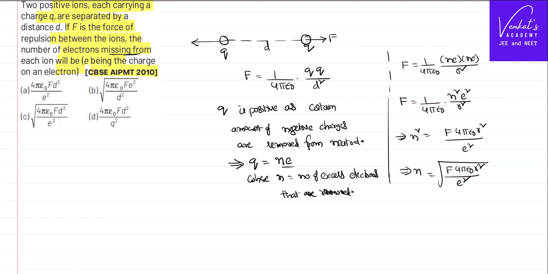r is being called d in the problem, so in the place of r I can write d square. So n equals square root of F 4 pi epsilon naught d square by e square. Option C is the answer for the problem, right? That's how we solve the problem. This is again a very basic law, Coulomb's inverse square law itself.